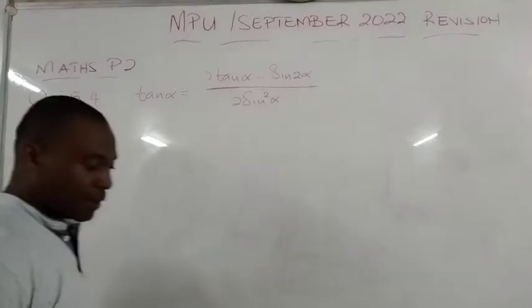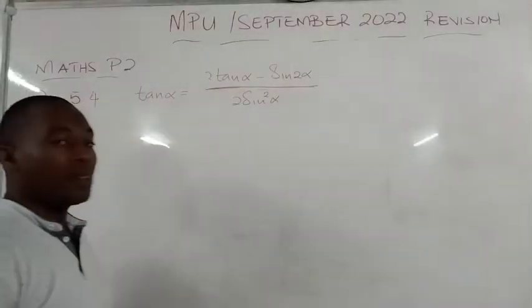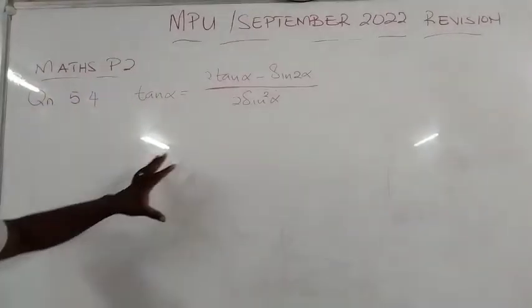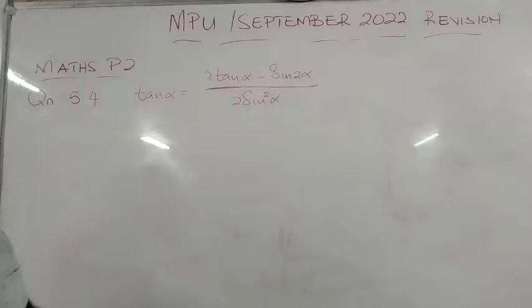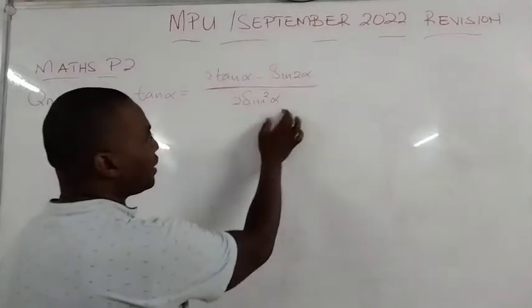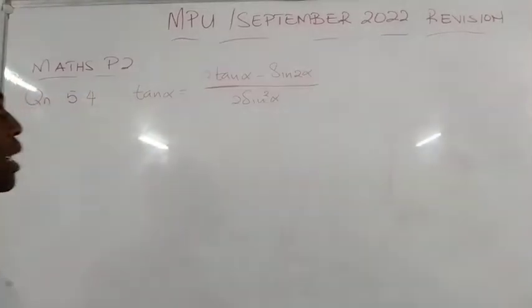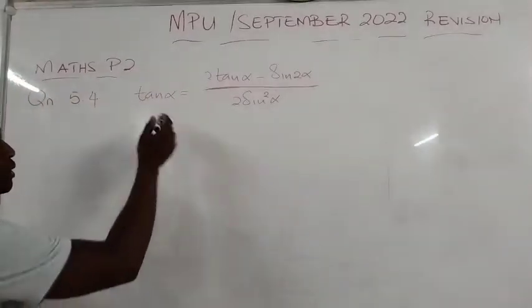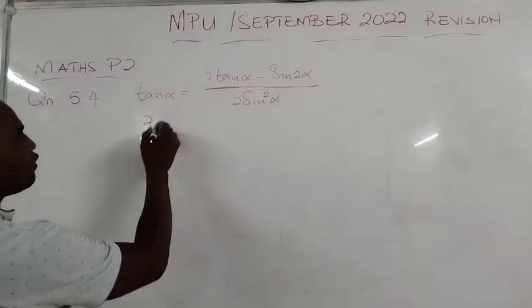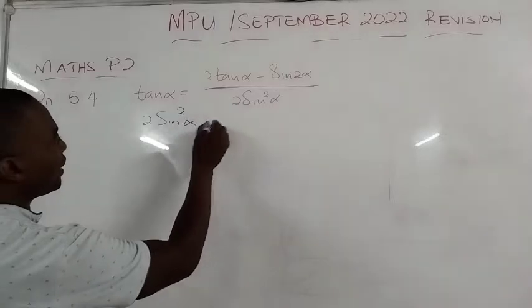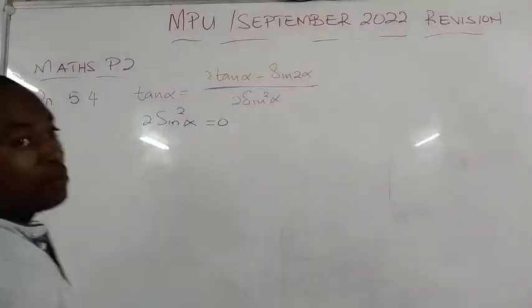Now, our understanding of an undefined number is when you divide by 0. So if we are having a fraction in an identity, we look at that fraction and we say if this denominator is equal to 0, then the identity becomes undefined. So the first thing that we notice is that if 2 sine squared alpha is equal to 0, the identity becomes undefined.